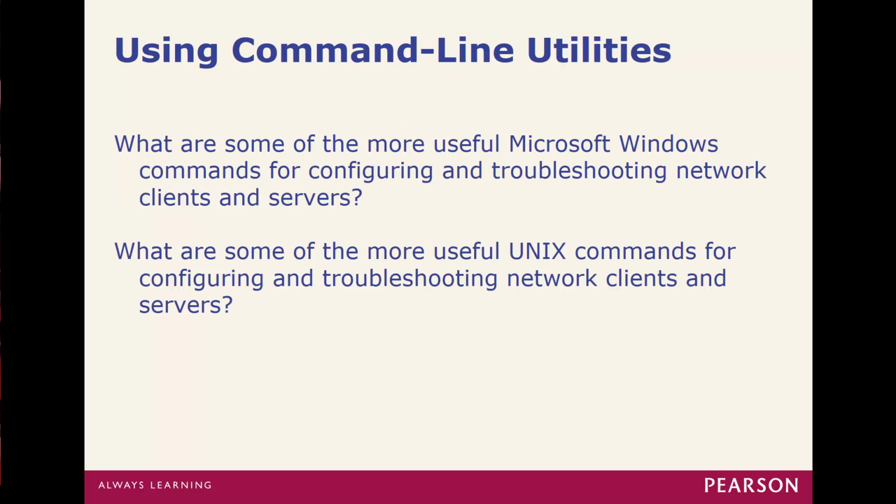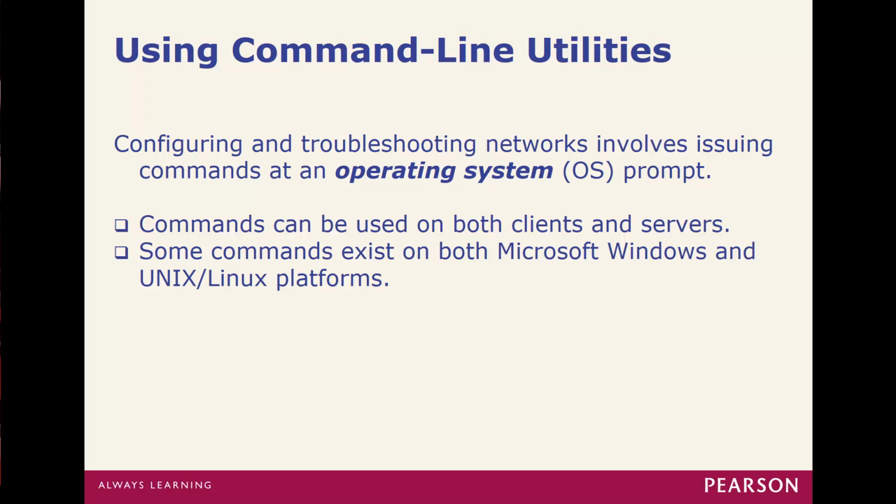So first thing is using command line utilities. We have to talk about some of the common command line utilities for Windows and again for Unix. And we're not talking about PowerShell, we're just talking a traditional command line. So, we use command line to help configure and troubleshoot networking and networking issues that help run the operating system. While there are graphical user tools as well, there are some CLI-based commands as well. CLI, command line interface type commands.